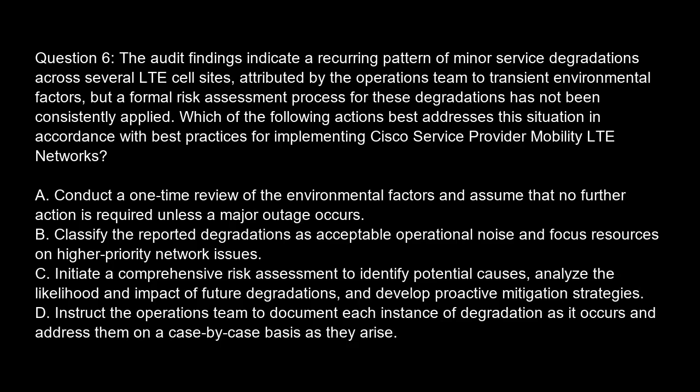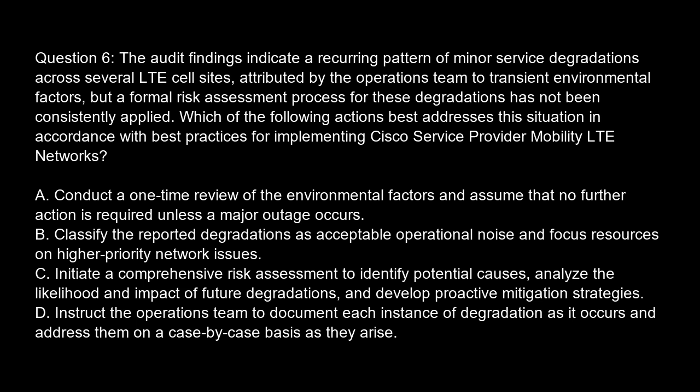Question 6. The audit findings indicate a recurring pattern of minor service degradations across several LTE cell sites, attributed by the operations team to transient environmental factors, but a formal risk assessment process for these degradations has not been consistently applied. Which of the following actions best addresses this situation in accordance with best practices for implementing Cisco service provider mobility LTE networks?